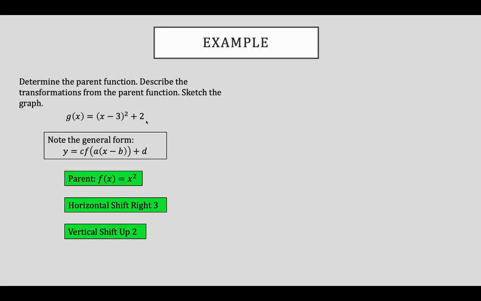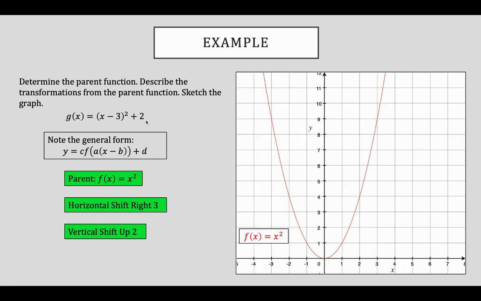Now we can begin our sketch. It's always helpful to start out with the sketch of our parent function. Here we have the graph f of x is equal to x squared. Well, we talked about the ordering, right? We want to scale, reflect, and then shift. Well, in this particular case, we don't have any scalings, we don't have any reflections, so we can just begin with our shifts. Every single point on our parent function is going to shift to the right 3 units and up 2 units.